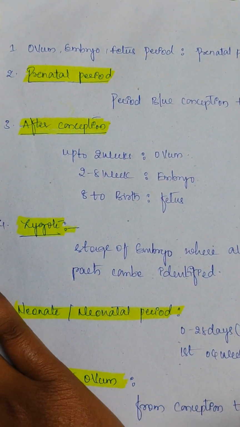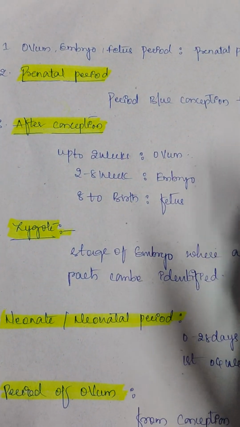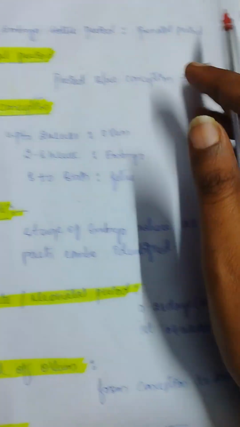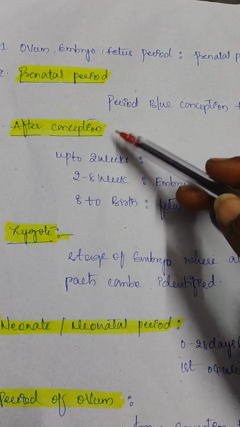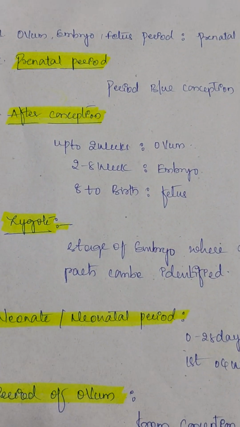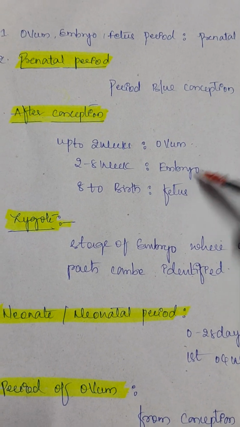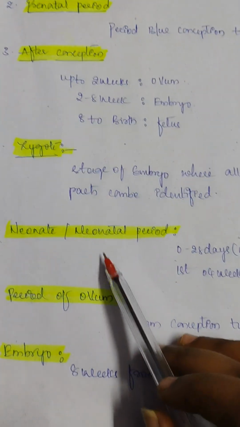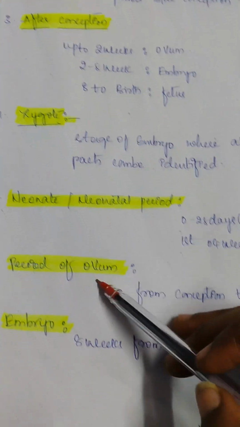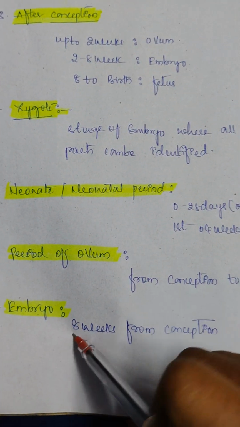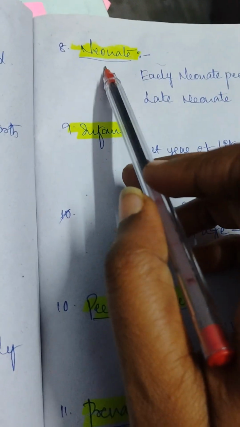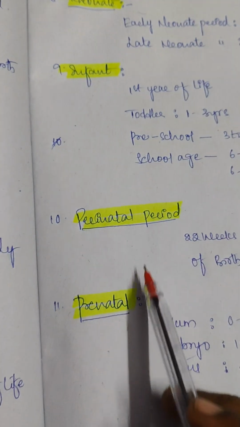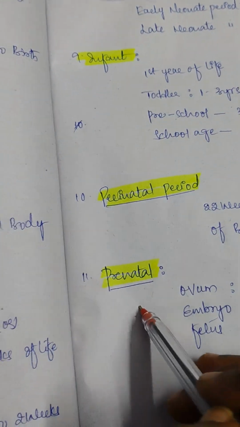Hi everyone. Now we can learn a few important terms in child health. Prenatal period and period of ovum, embryo, fetus, zygote, neonate or neonatal period, and stages or two periods of neonate, infant, perinatal. Difference between perinatal and prenatal.